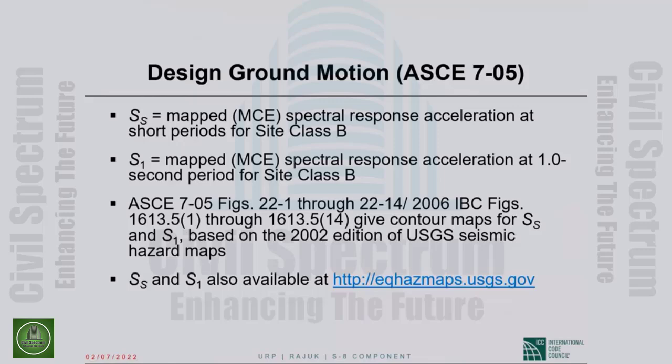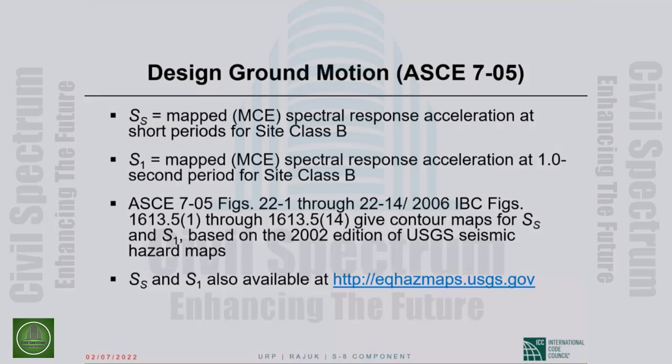Now, the all-important quantities S sub DS and S sub D1 are not given directly anywhere in ASCE 7. What we are given are two related quantities, S sub S and S sub 1. S sub S is related to S sub DS, S sub 1 is related to S sub D1. S sub S is the mapped maximum considered earthquake spectral response acceleration at short periods for site class B. Quite a mouthful, and this is all important.